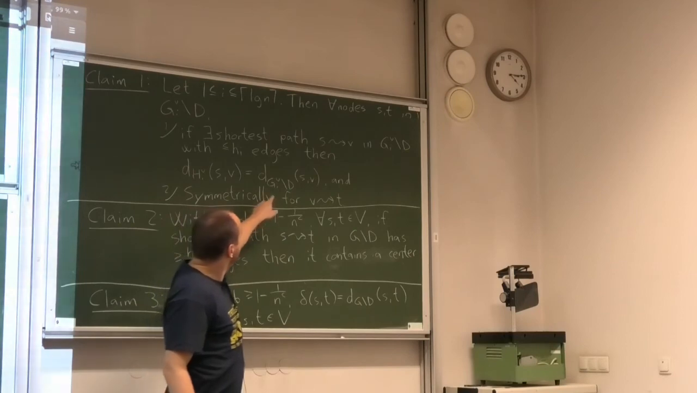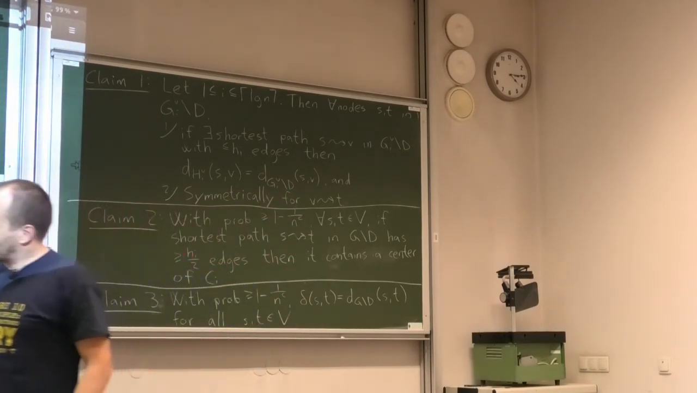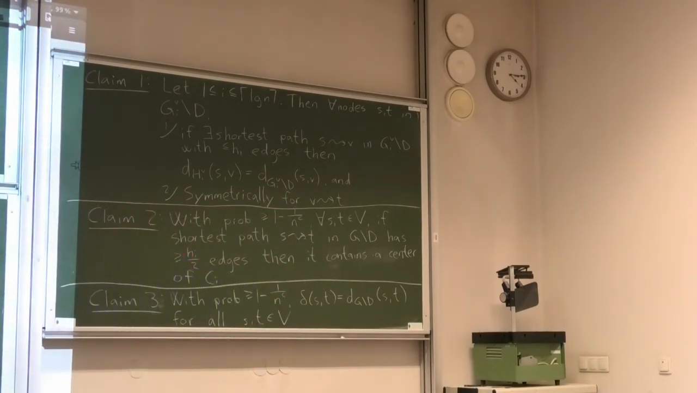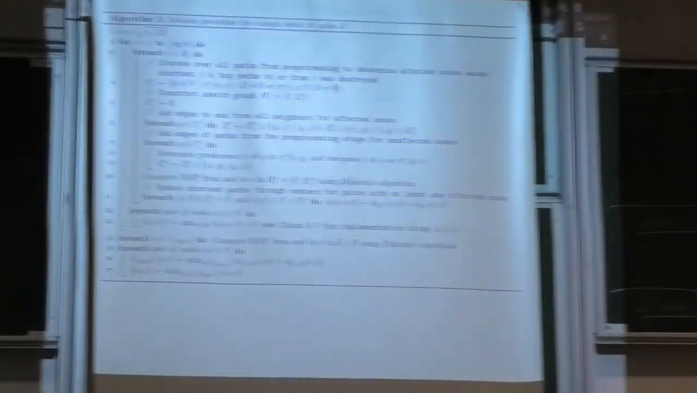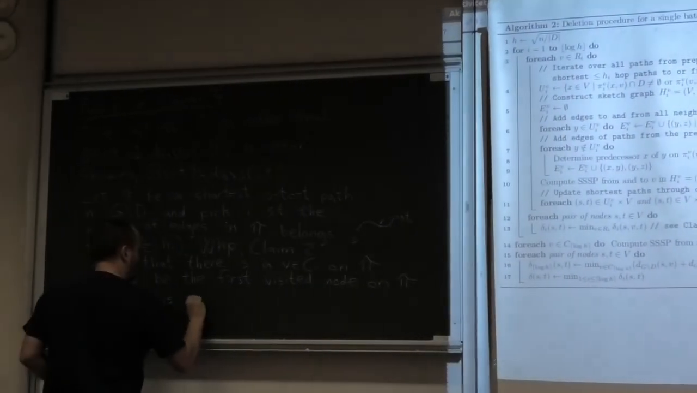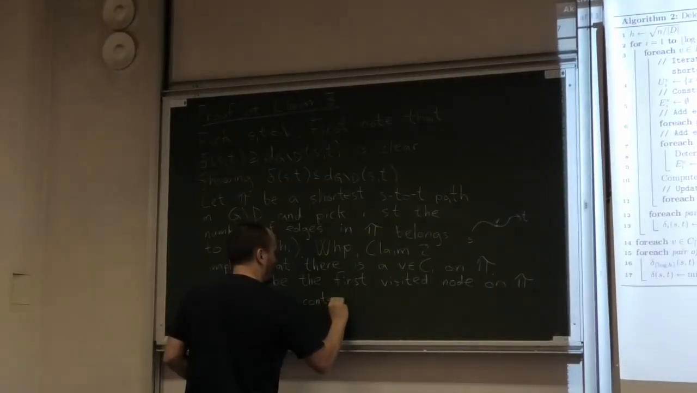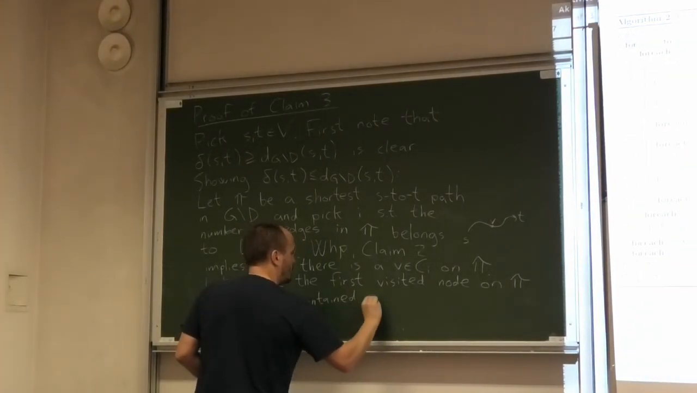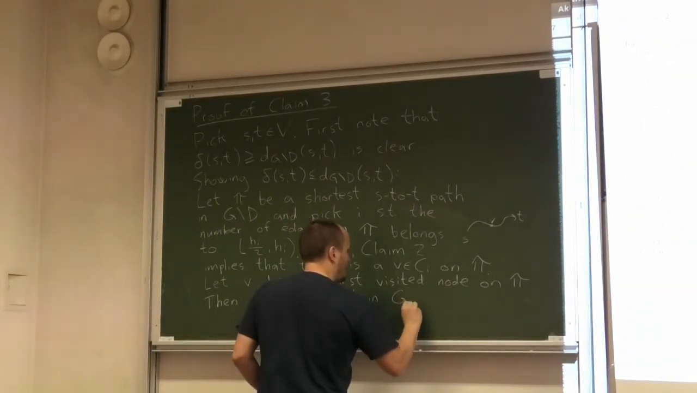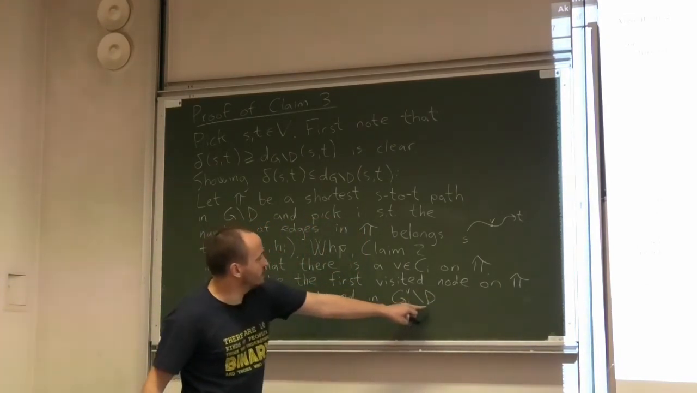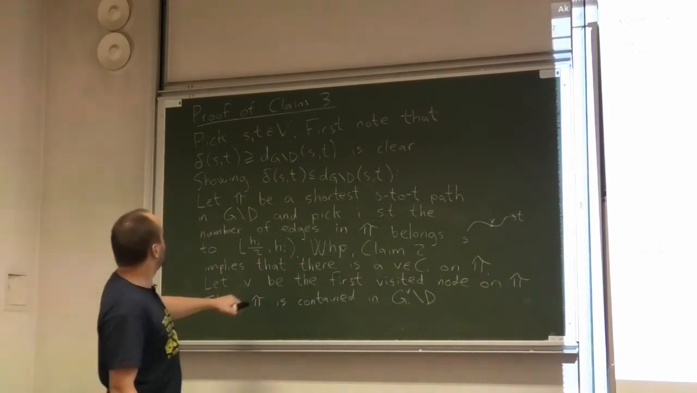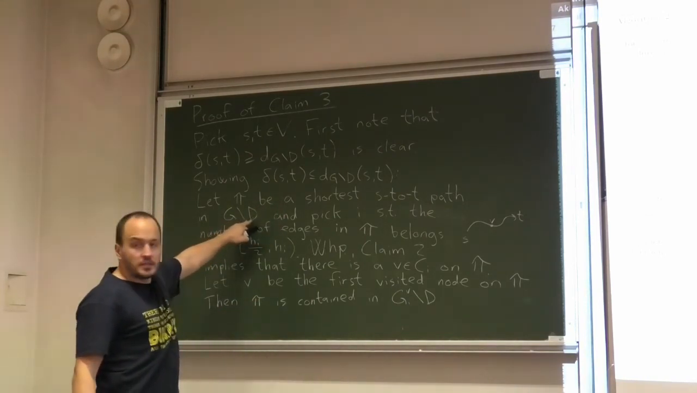So therefore, this path I've shown you here, pi, is contained in G_i^V minus D. I mean, it doesn't intersect D because it was a shortest path in G minus D.